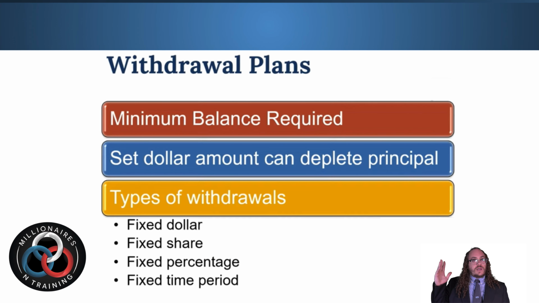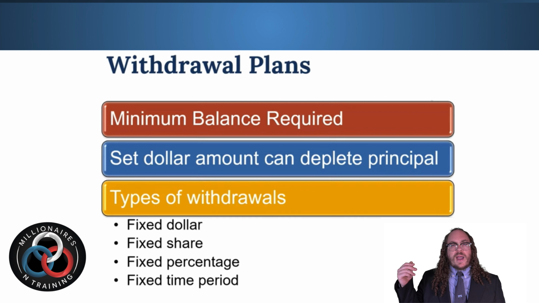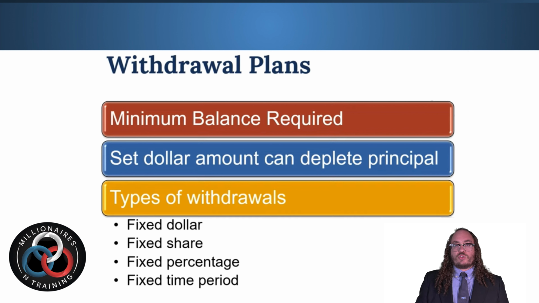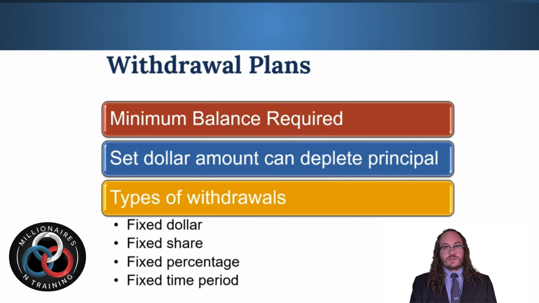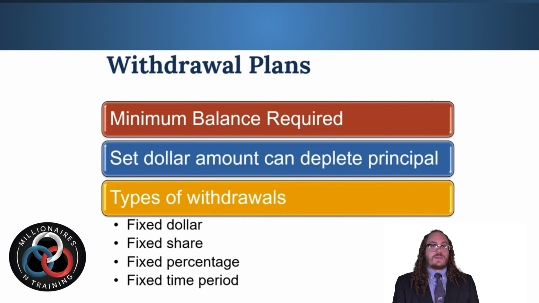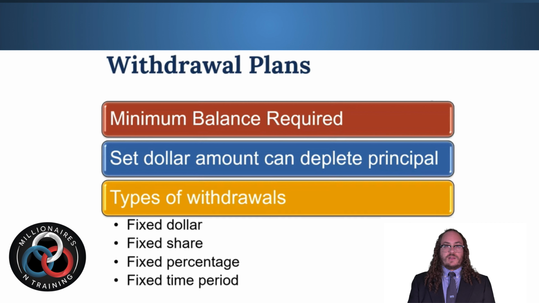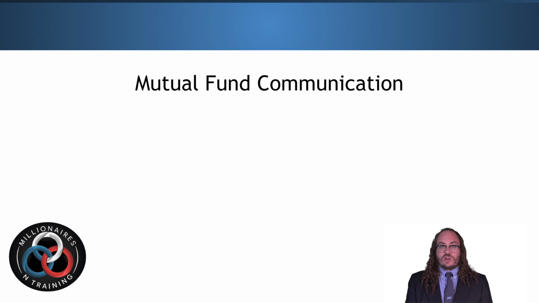Right, so an investor can also set up withdrawal plans. A withdrawal plan out of a fund requires that a minimum balance is maintained. A withdrawal plan is a set dollar amount, and it can deplete principal over time. The different types of systematic withdrawal plans, or SWPs, you can set up are based on fixed dollars, fixed shares, fixed percentage out of the fund, or a fixed time period. You can also set up systematic purchase plans, which is how you utilize dollar cost averaging.